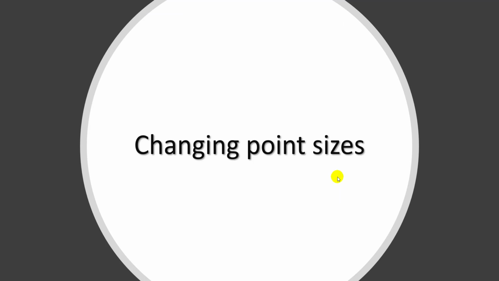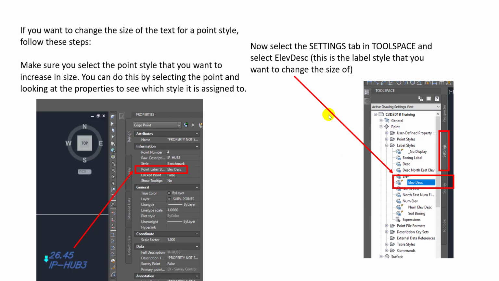Changing point sizes. Sometimes you want your point sizes to really jump out, especially if you're looking at TBMs and things of that nature. So if you want to change the size of the text for a point style, follow these steps. Make sure you select the point style that you want to increase in size. You can do this by selecting the point and looking at the properties to see which style it is assigned to. So in this case, if I select this, point label style is elevation description.